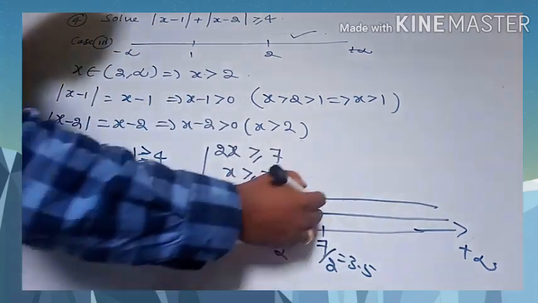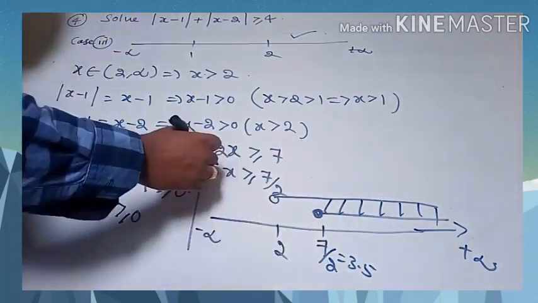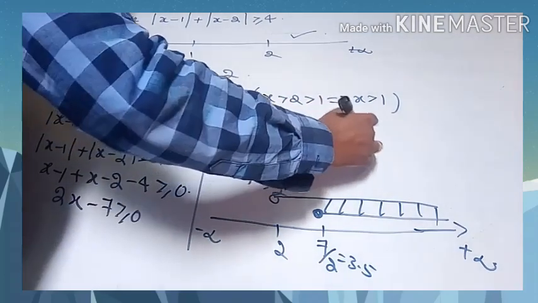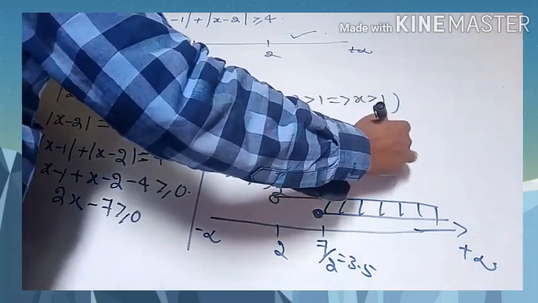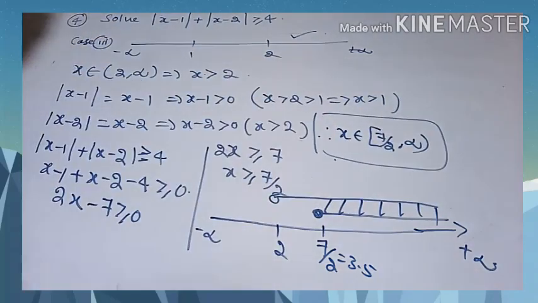This is an open interval. Now the common solution is this, and this is included. Therefore x is greater than or equal to 7 by 2. In this case, therefore, my dear students, x belongs to the closed interval 7 by 2 comma plus infinity. This is the solution set we have got. Okay, my dear students, you please observe how we did this particular problem.